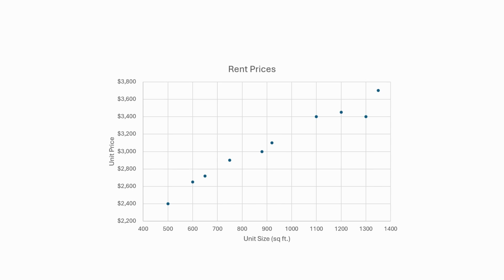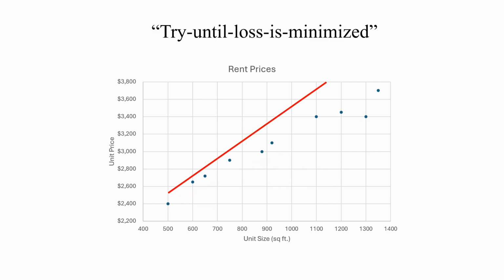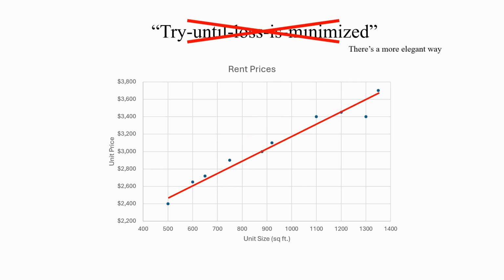You may remember from the previous video, I talked about a machine learning approach to finding the best fit regression line. I described it as a sort of try until you get to a point where loss is minimized method, but it's not a mindless trial and error. There's a more elegant way, and it's called gradient descent. It's still a little bit of a guessing game, but it's much more systemized.